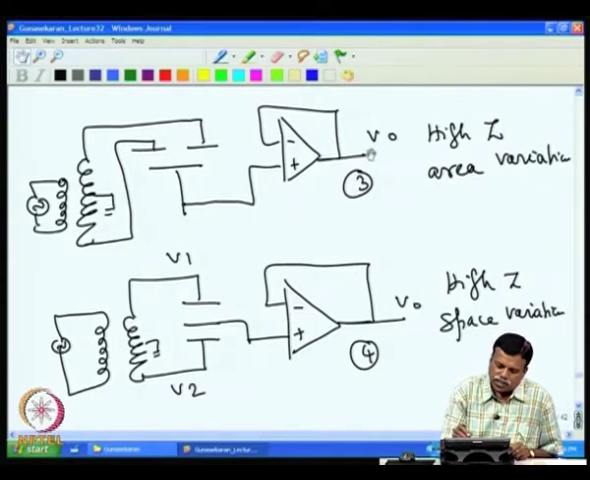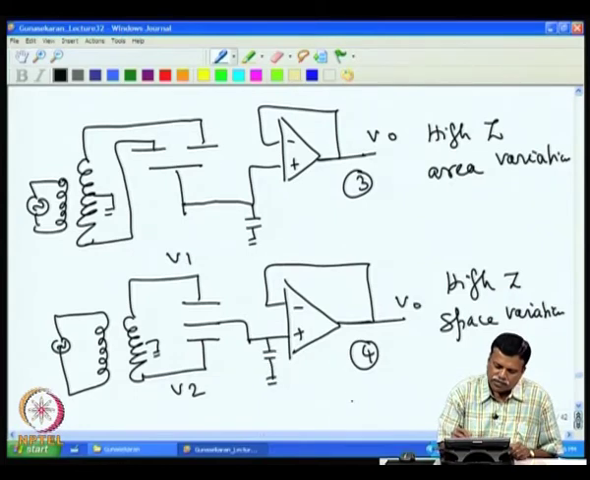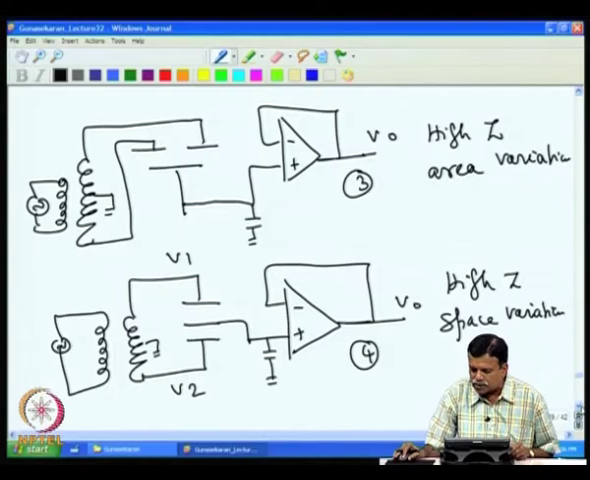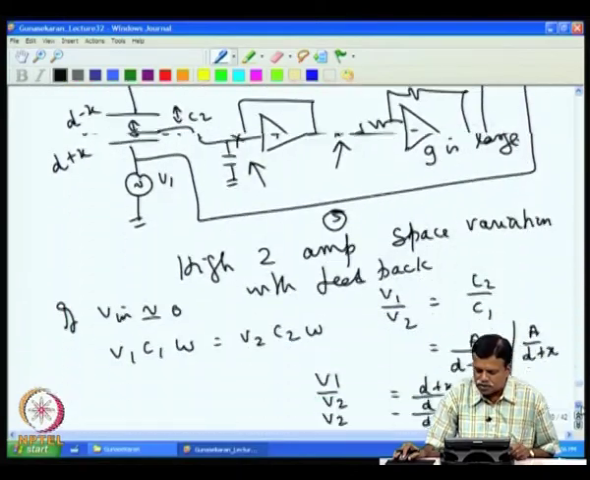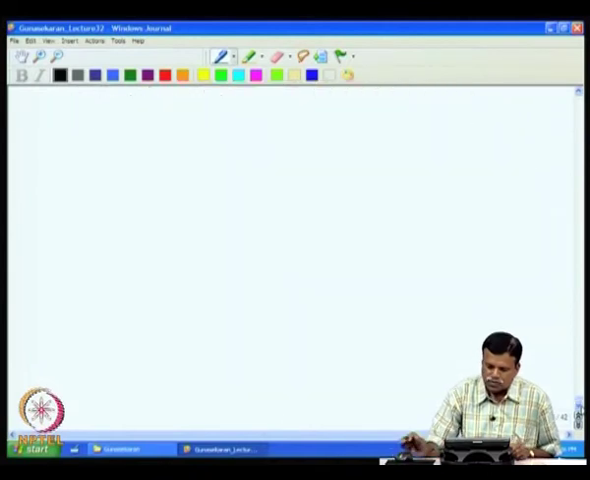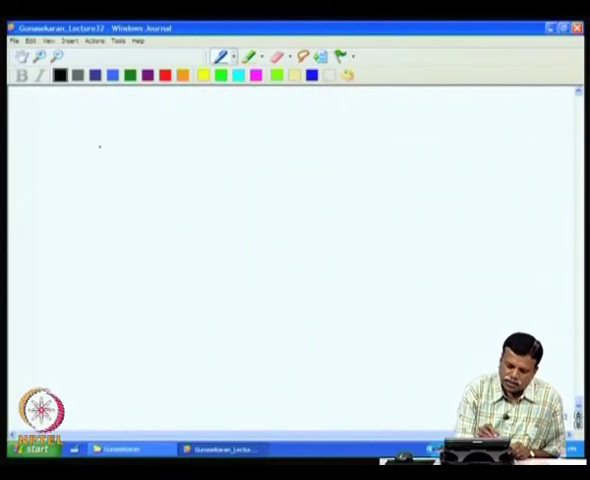Obviously, if the output is not 0, we can see one disadvantage: the input is also not 0. That can create a problem, because you will have a stray capacitance here to ground, and you can also have a stray capacitance here to ground. So, stray capacitance will have a severe effect on the signal. So, these two circuits we analyze a little more in detail separately now. Let us get into these two circuits for detailed analysis.